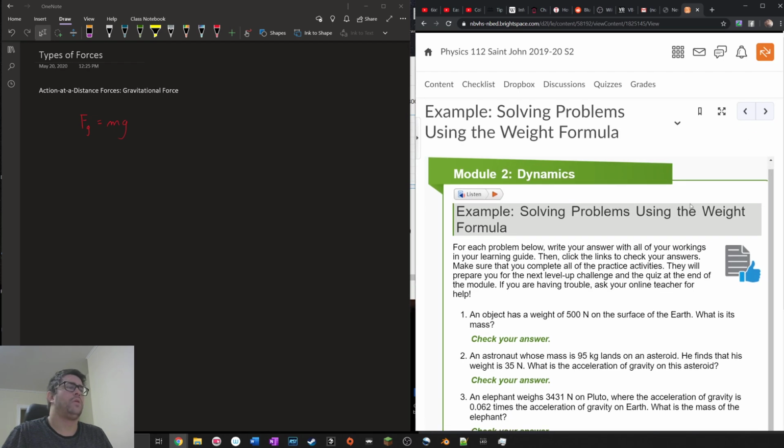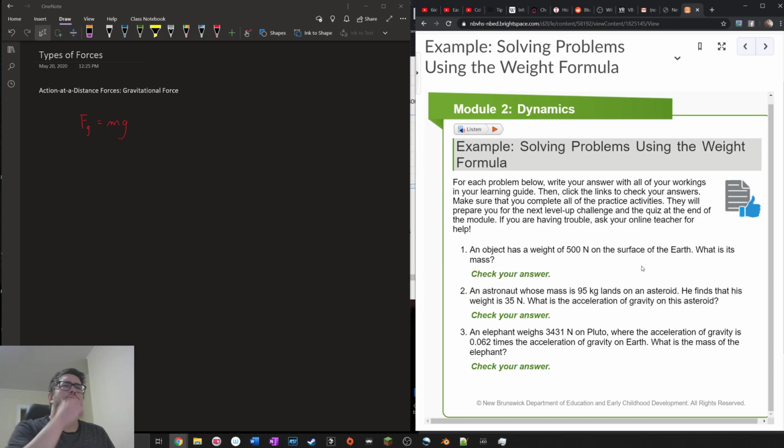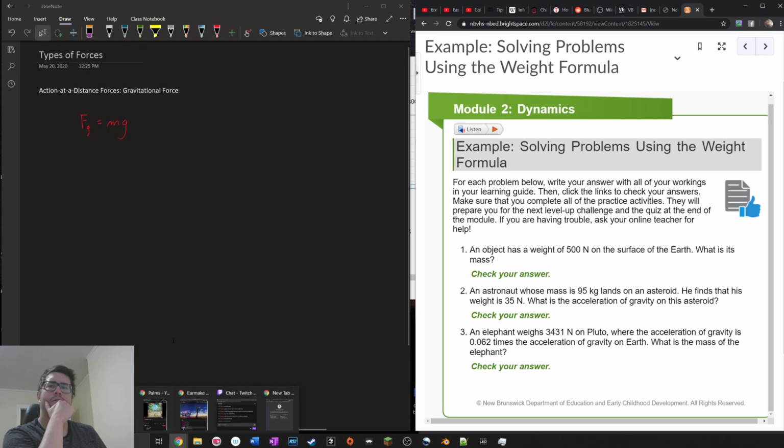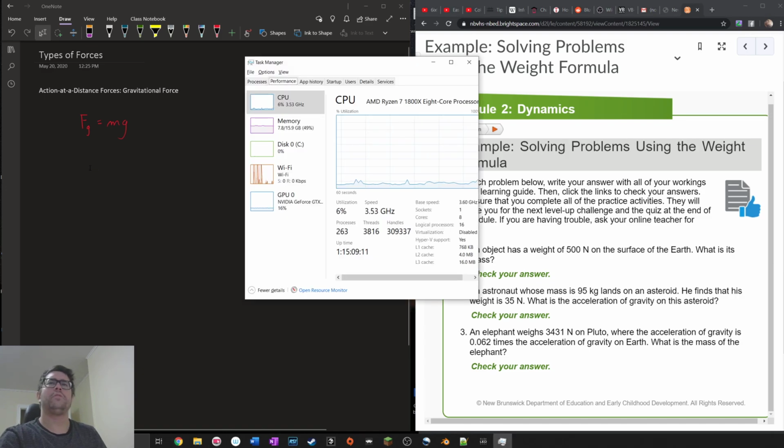Next. Solving problems using the weight formula. Okay. I'd like to know where the lag comes from. I've been trying to pinpoint it. One moment.